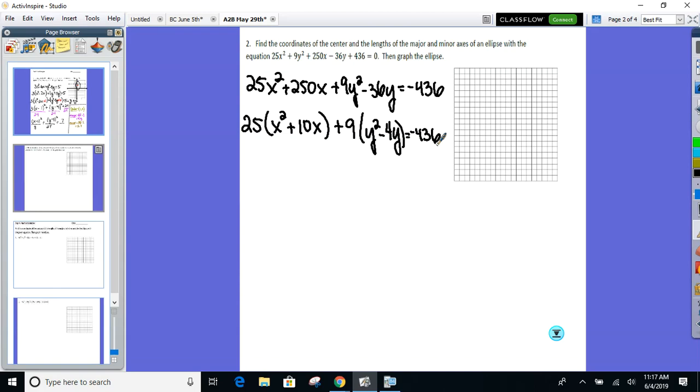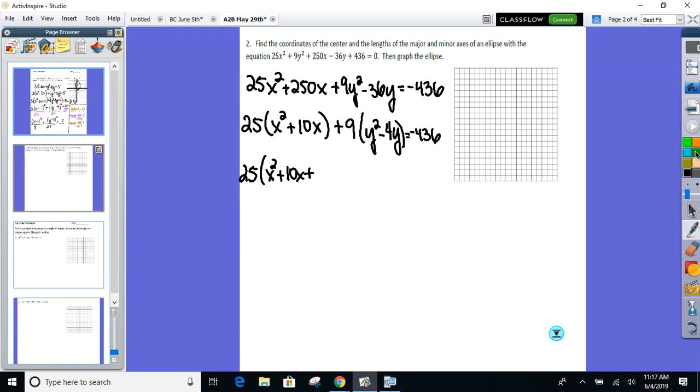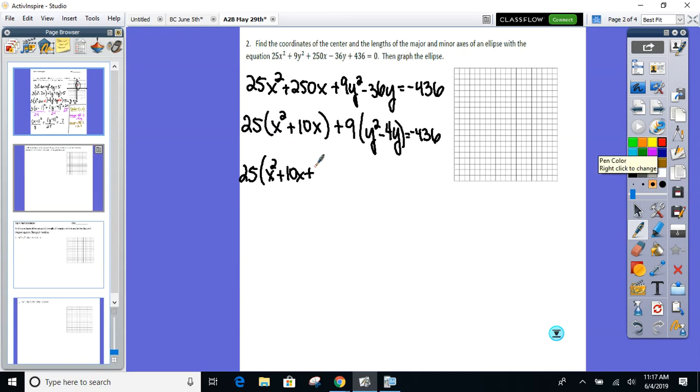Okay, let's complete the square. What are you adding to the X's? Think of that number right now you're going to add to the X's. Plus 10x plus, what number you got for me there? Half your B value squared. What number are you going to add? 25.